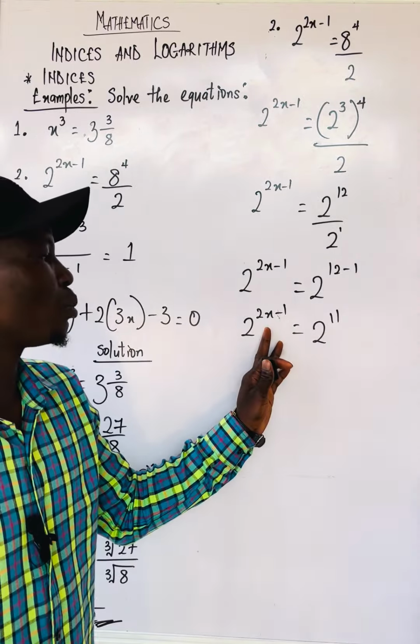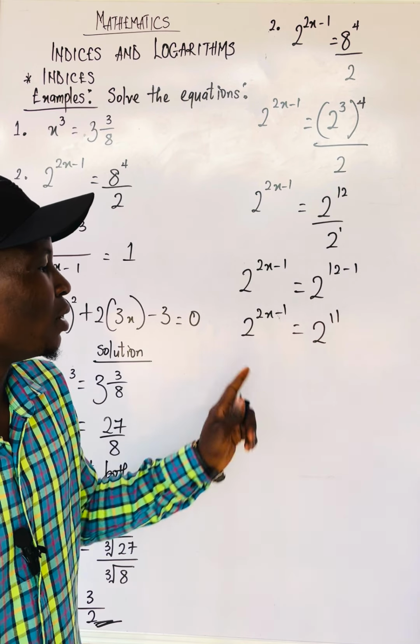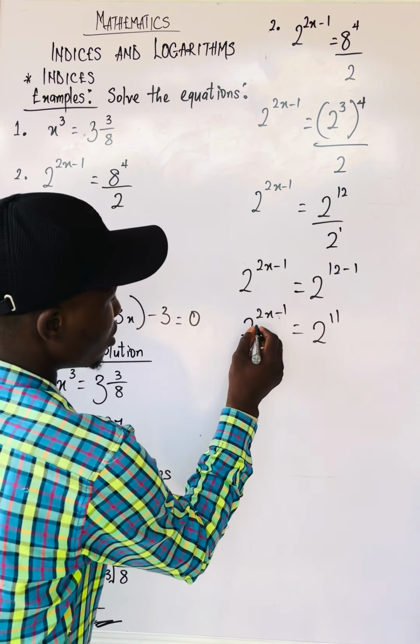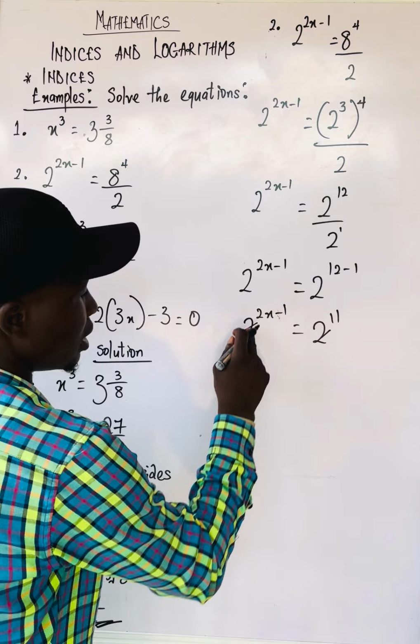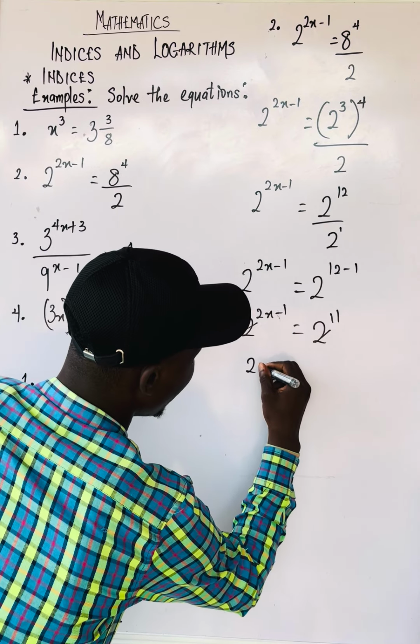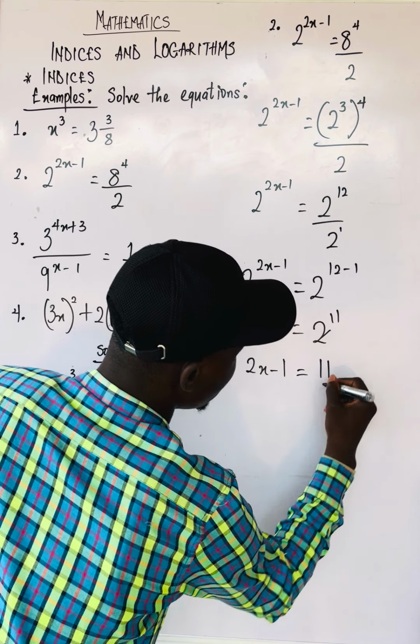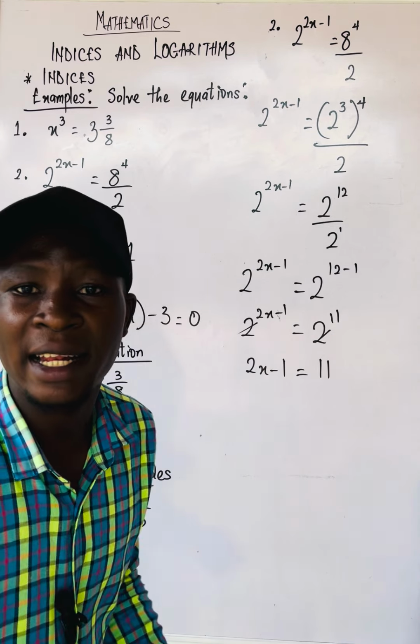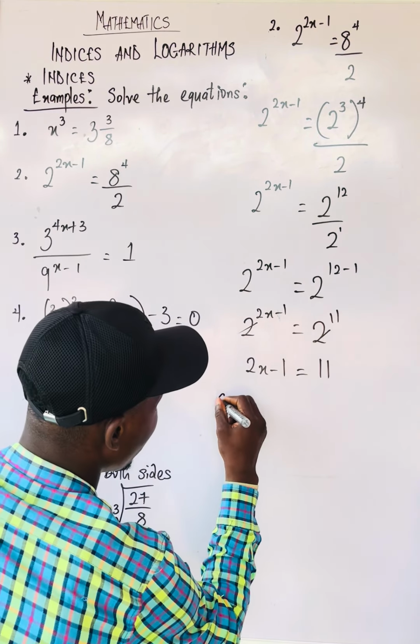Now, 2 to the power of 2x minus 1 is equal to 2 to the power of 11. They have the same base. They can cancel out, then let me just pick their powers. So what do we have in their power? That will be 2x minus 1 equals 11. Then we collect like terms.